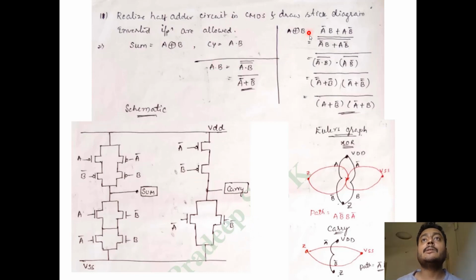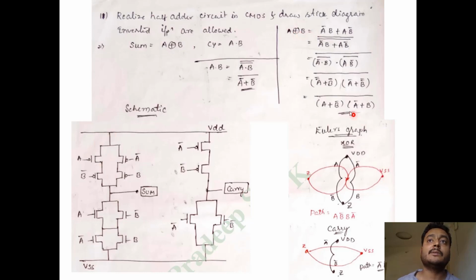Similarly for A XOR B, so A bar B plus A B bar. There is no complement here, and I need a complement for writing the circuit. Otherwise, it will be something else. So I have taken double bar here and I have solved this using De Morgan's law. Then I'm going to end up with A plus B bar into A bar plus B whole bar. So I will write the circuit for this part, and this entire circuit will be equivalent to A XOR B.